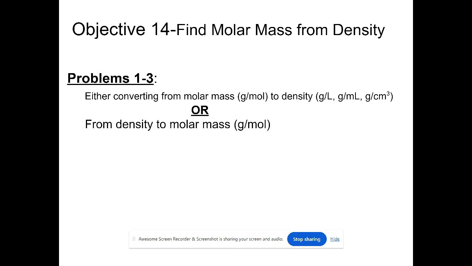We're going to continue to do some conversions, but this time we're going to make it slightly more difficult by not just talking about one single unit, but by talking about density again. So remember, density is grams per liter or grams per milliliter or grams per centimeter. Either way, we are going to be going to and from density and molar mass. So we're going to have to somehow change liters into moles and vice versa. Specifically in problems 1 through 3 in your notes, we'll be going from density to molar mass.